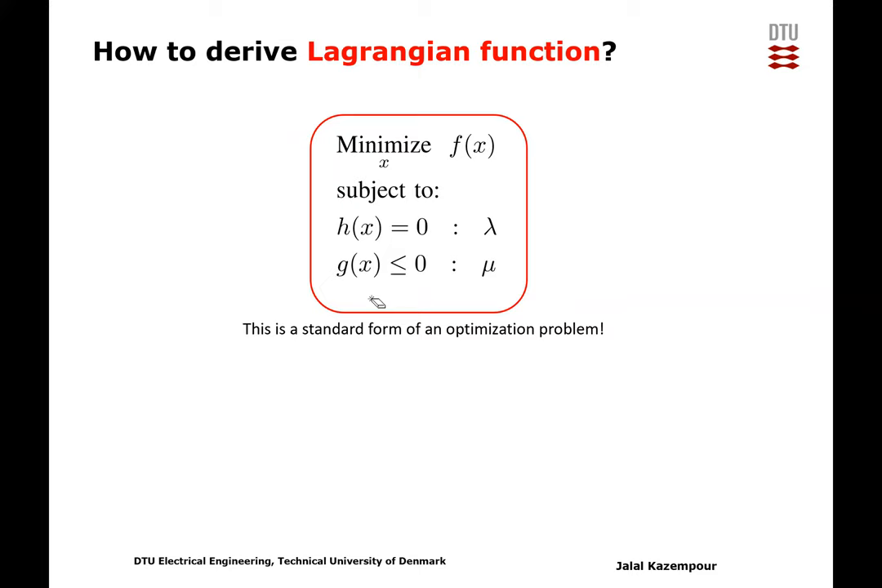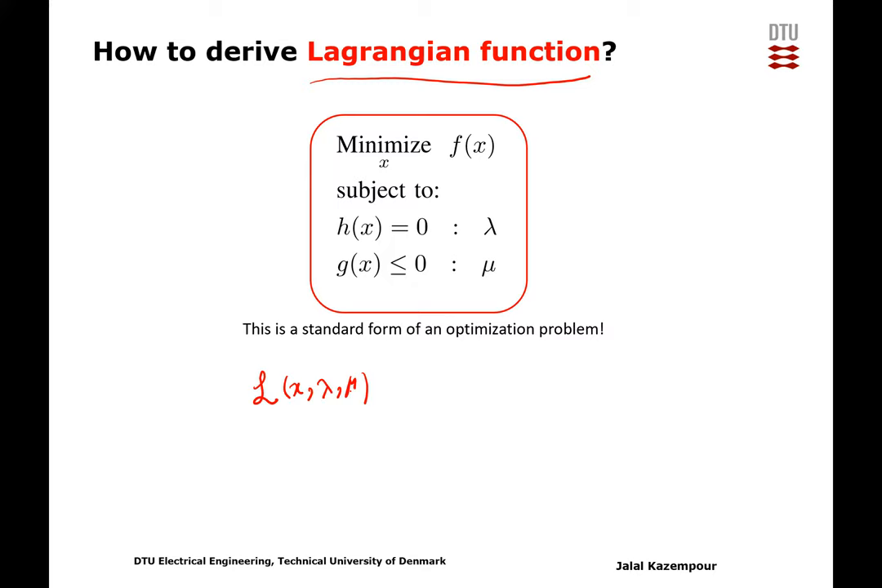So the question is, to get the KKTs and to get the dual problem, the first step is to derive the Lagrangian function. Do you know how to derive the Lagrangian function? Let me write it. We will show the Lagrangian function with this symbol. It's a function of what? Can you help me? Is it a function of just x, or just lambda and mu, or all of them? The answer: all of them. The Lagrangian function is a function of all primal and dual variables.